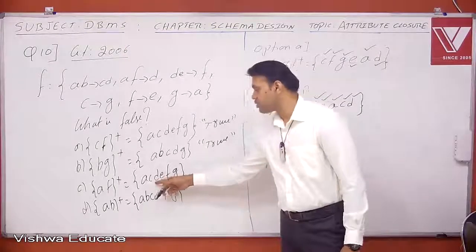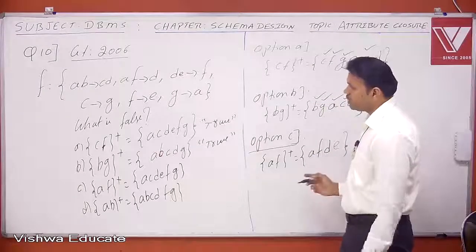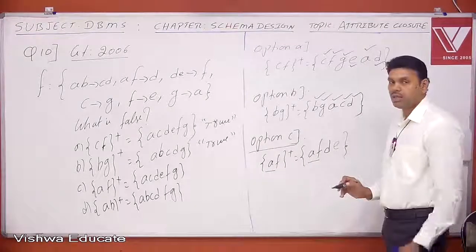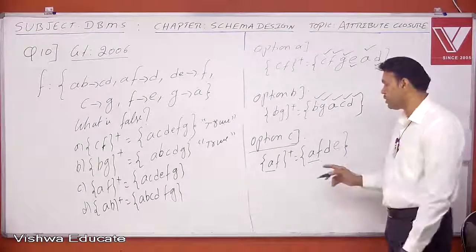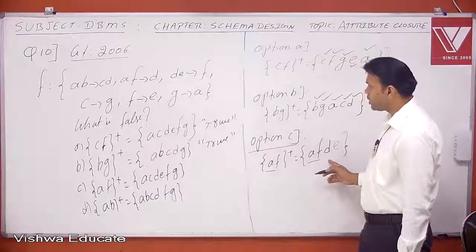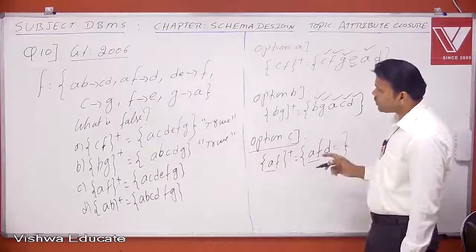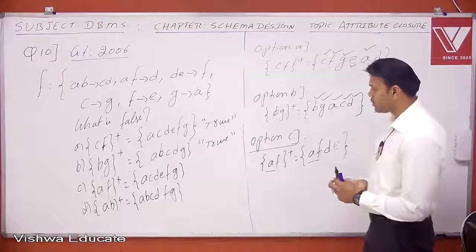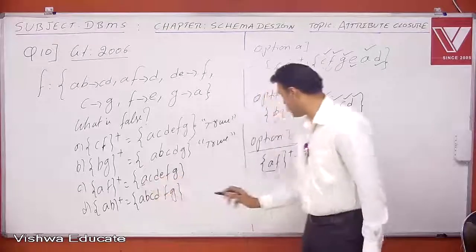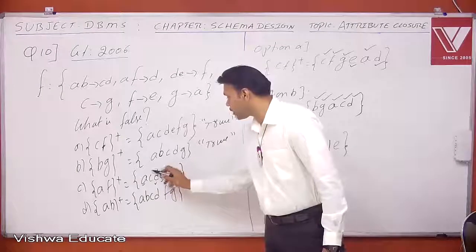But here given AF closure is ACDEFG. But AF closure is what? AFDE. Once again, recalculate. I have AF with me. Before putting this as the answer, let us recheck. So AF will give me D. Since I have F, I can get E combination. Now you identify, will you get any other combination as far as this answer is concerned? So I have A, I have F, I have D, I have E.